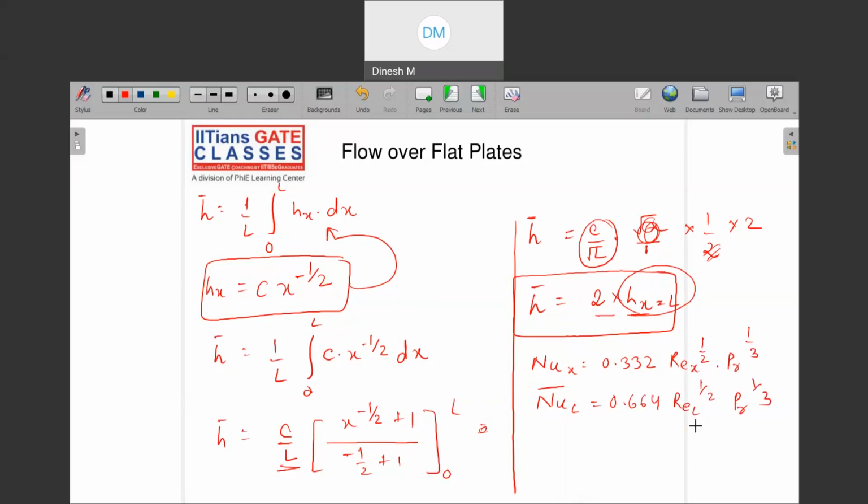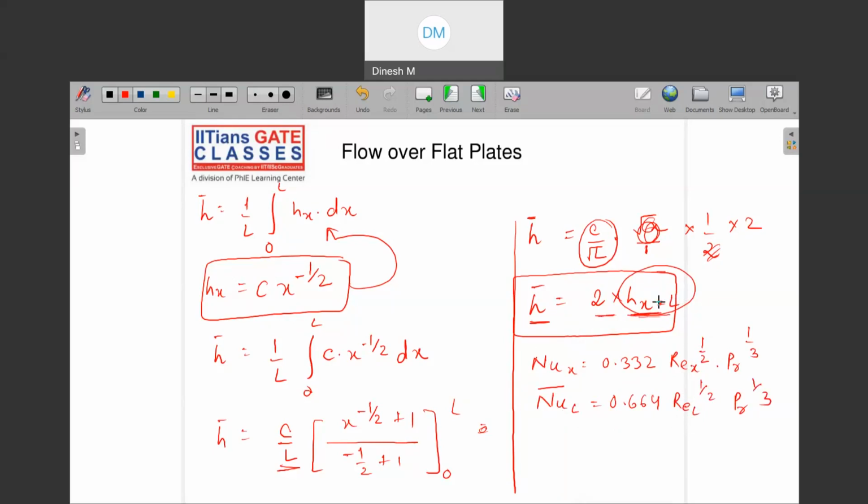See how I am using x and L. I am using L here. Why? Because I am writing it for the average one, and I have seen the average one is twice of h at any x, given that x is equal to L. So now I see the variation of Nusselt number, for laminar flow I know.